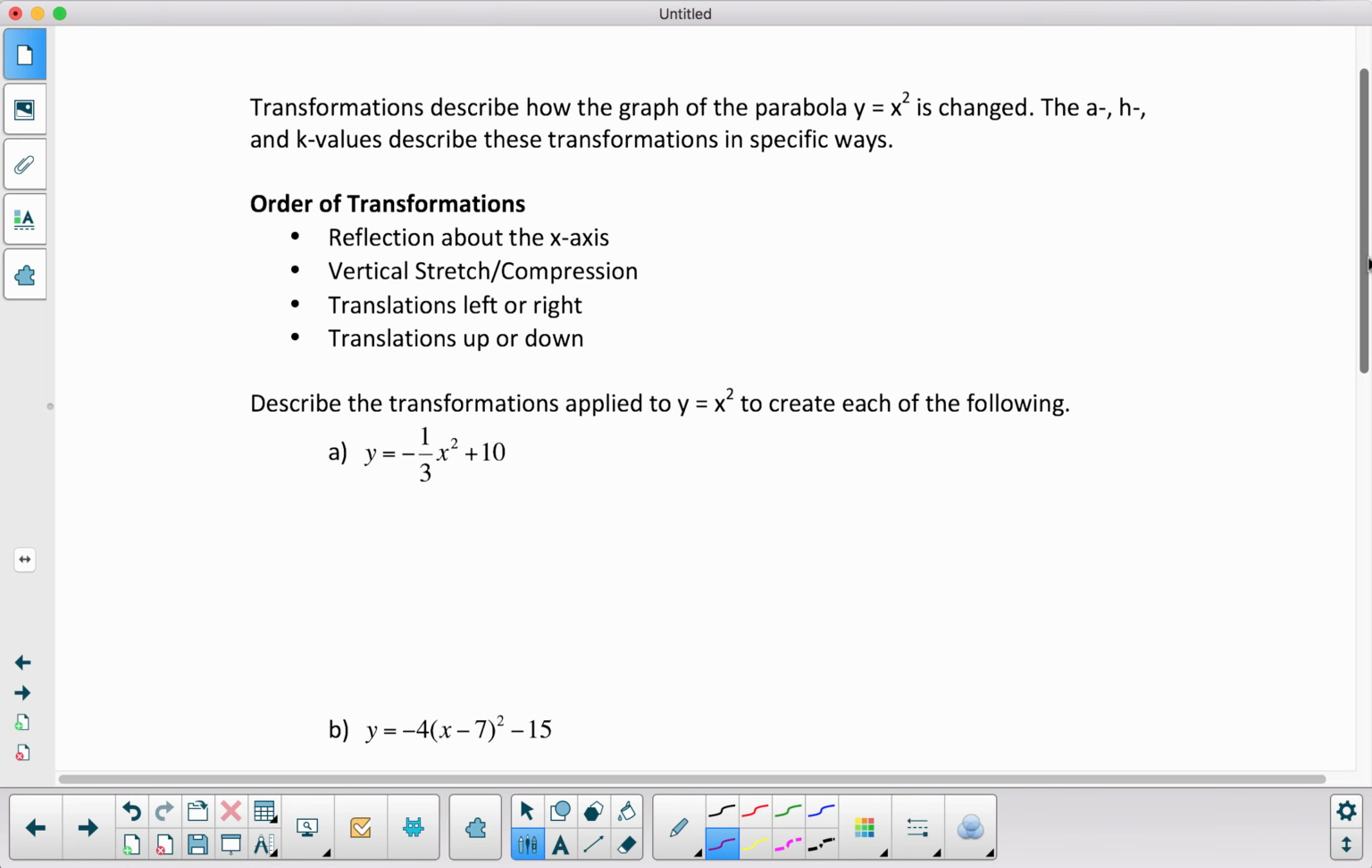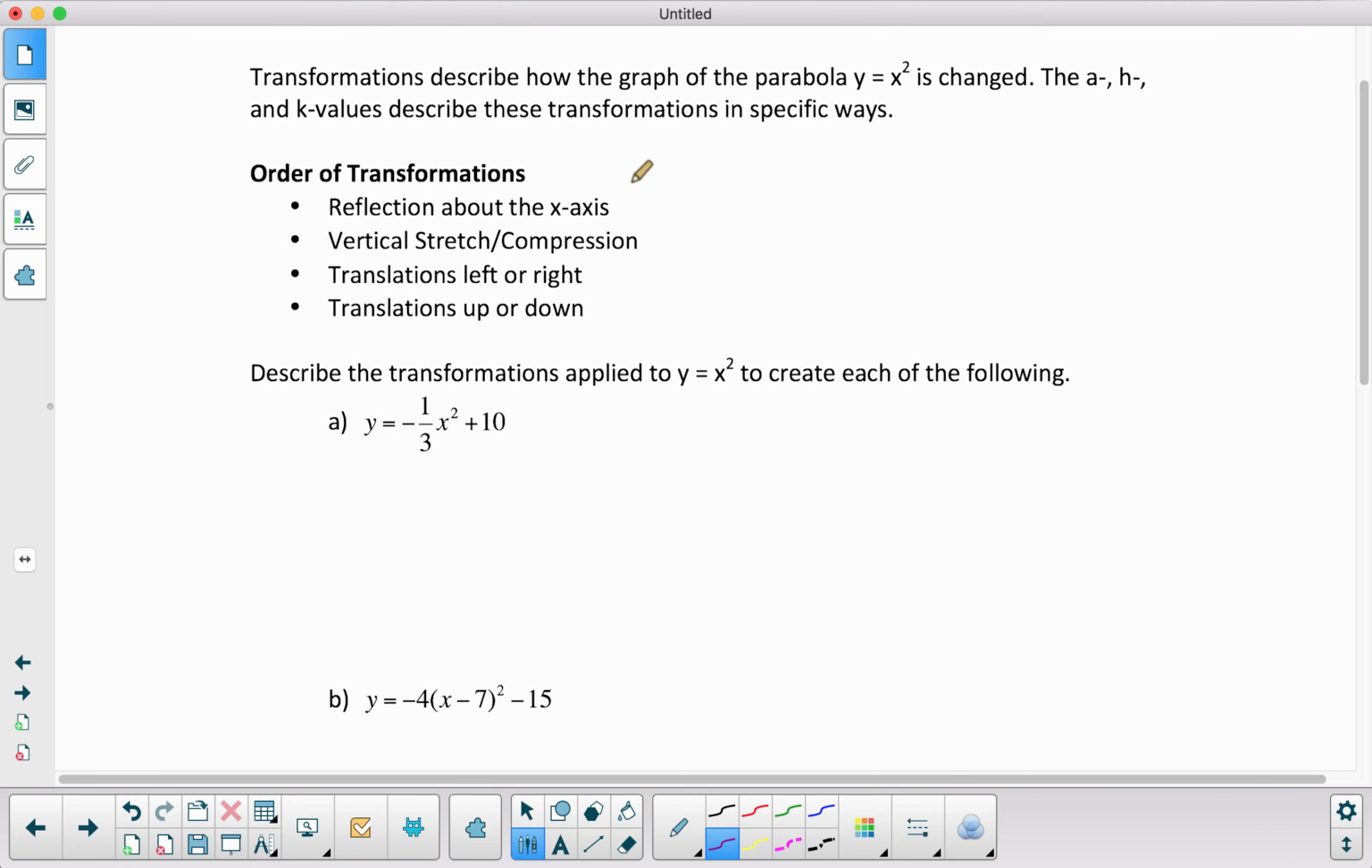Why this is so powerful is because we can predict what the new graph will look like by knowing what changes or transformations are being done to our basic parabola y equals x squared. Okay, so let's take a look at this example here. We have y equals negative 1/3 x squared plus 10. The a value is negative 1/3, so we know that it opens down, or in other words, it is reflected about the x-axis.